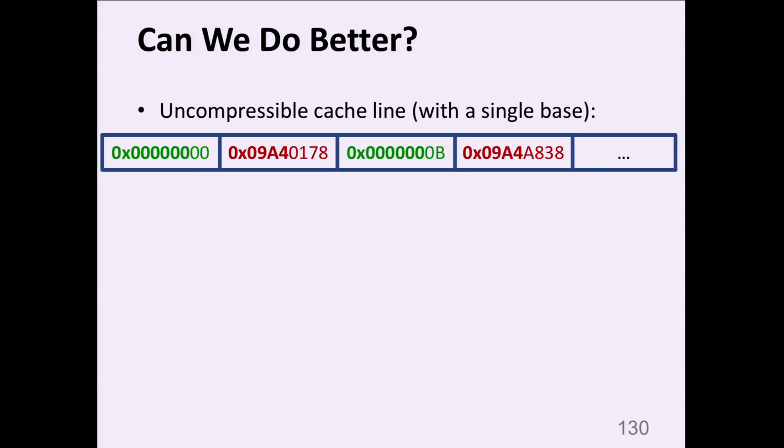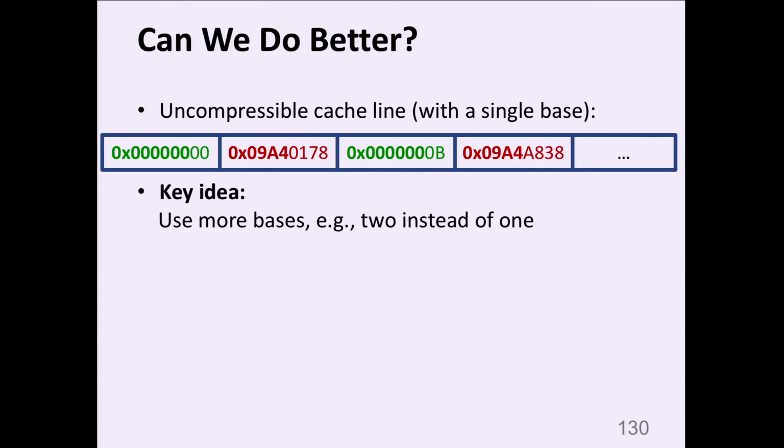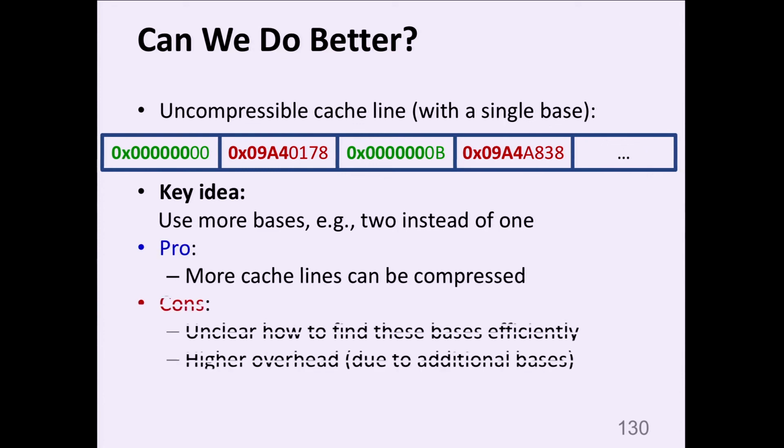One of the problems with this idea is, what if you have mixed values like this? It looks incompressible with a single base. But if you have 2 bases, now this becomes compressible also, right? One base could be 0 over here. One base could be whatever this is. And more cache lines can be compressed now. The downside is, how do you find these 2 bases efficiently? And you get higher overhead because you're now storing 2 bases. You're gaining maybe more compressibility, but you're storing more of these bases.